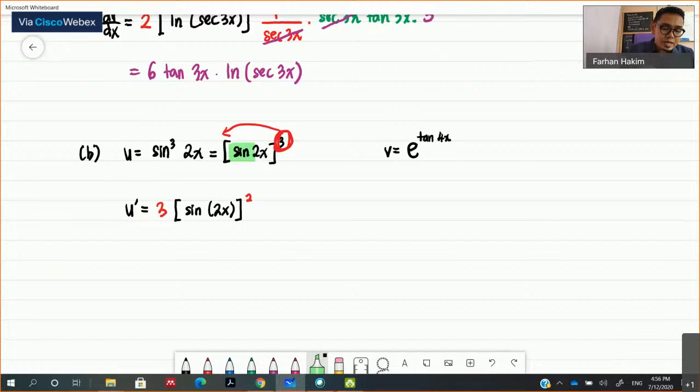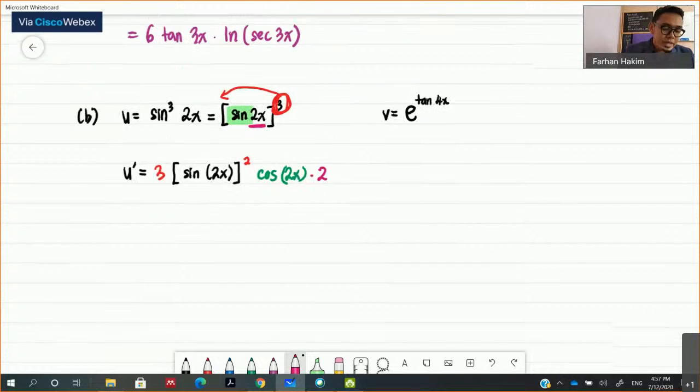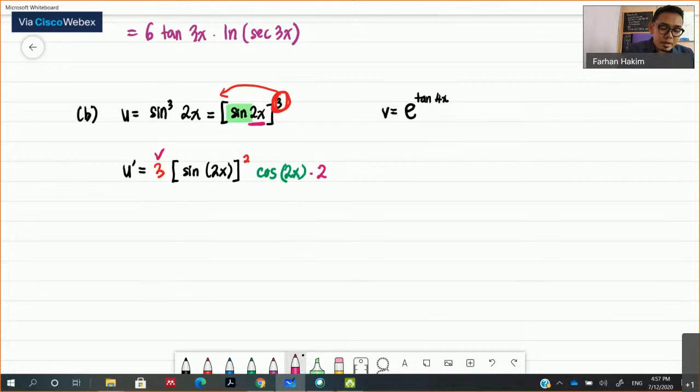Okay. So now we have to differentiate the one inside the bracket, and we should differentiate sine first. So differentiating sine will give us cos. Cos of what? Cos of this 2x. So cos of 2x. Okay. But we are not done yet with the differentiation since we have to differentiate the last term here, which is 2x. So differentiating 2x will give us 2. All right. So we can simplify this. 3 multiplied by 2 will give us 6. 6 sine square of 2x, cos of 2x. All right.